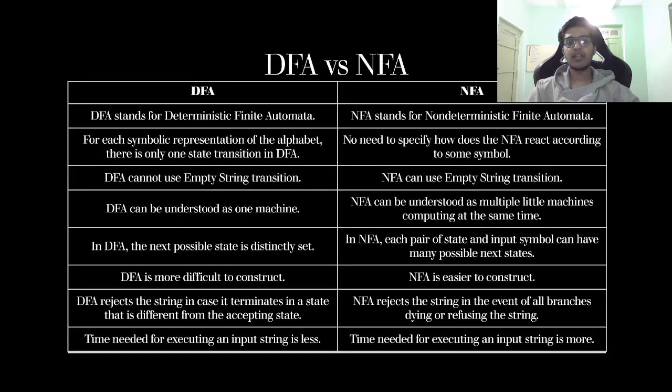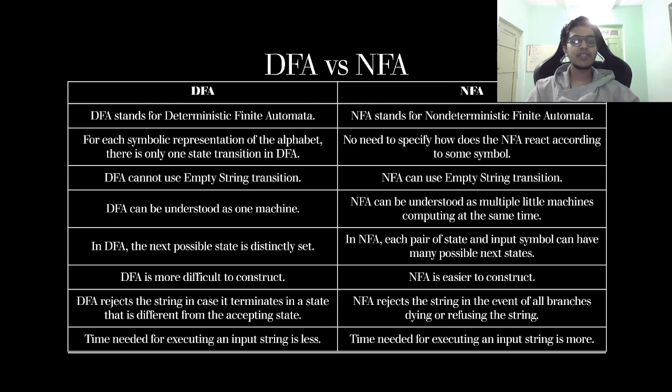Moving on to the next slide, we have the differences between DFA versus NFA. First I'll cover DFA, followed by NFA. As we know, DFA stands for Deterministic Finite Automata, and for each symbol of the alphabet, there is only one state transition in DFA, because of which DFA cannot use empty state transitions. DFA cannot be understood as one whole machine. In DFA, the next possible state is distinctly set, and it is more difficult to construct because the number of initial states is set and the transitions are also one per state. Time needed for executing an input is also less.